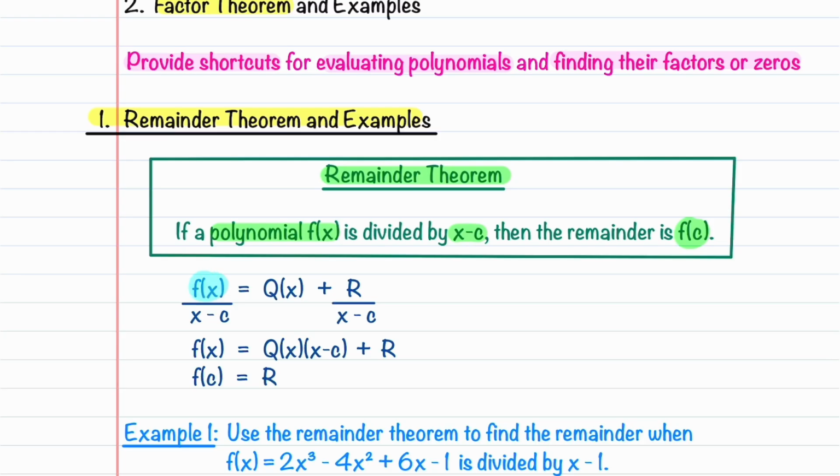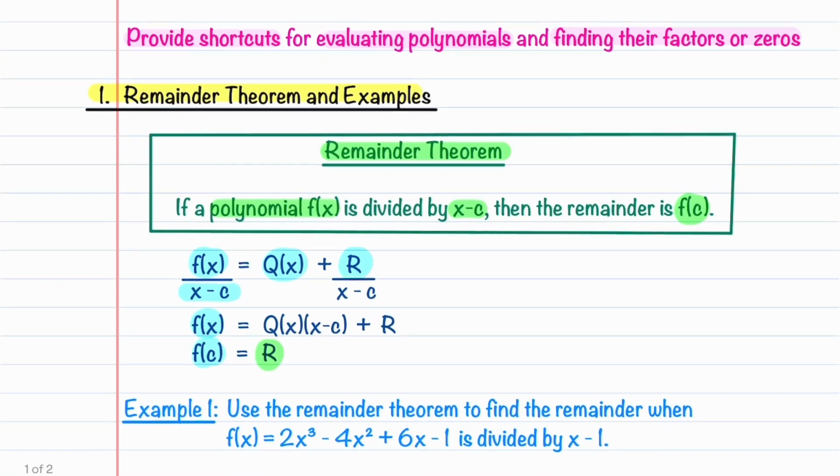Here's our polynomial f of x, and we're dividing it by x minus c. It's going to equal our quotient, q of x, plus our remainder divided by x minus c. If we multiply both sides of the equation by x minus c, we just get f of x. And then if we plug in that x is equal to c, we get that f of c is our remainder. Let's see how this is used and go over two examples.